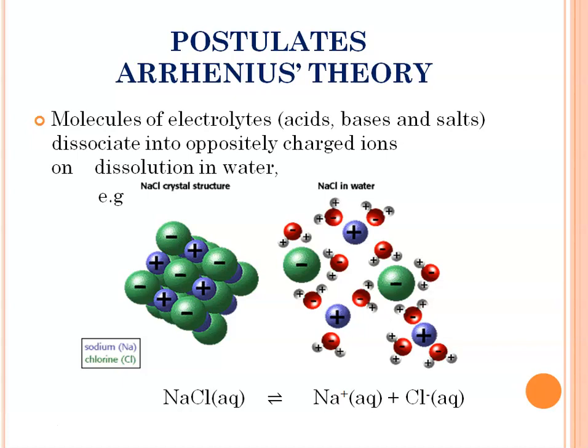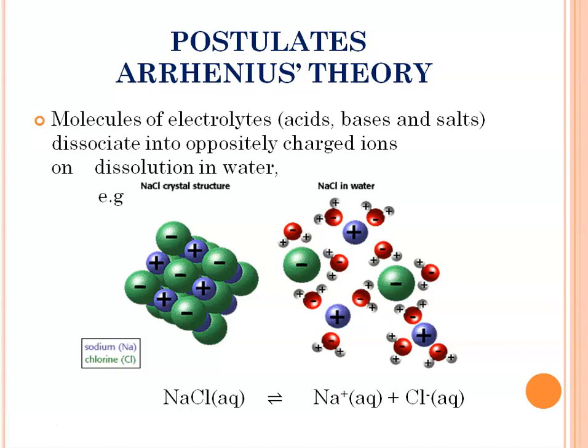Molecules of electrolytes, acids, bases and salts dissociate into oppositely charged ions on dissolution in water. Here we can see sodium chloride which is dissolved in water. In the crystalline form, the sodium ions and chloride ions are closely packed together. When they dissolve in water, they dissociate, giving you sodium ions and chloride ions.